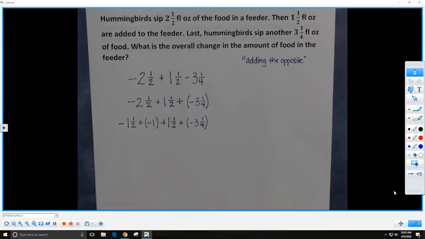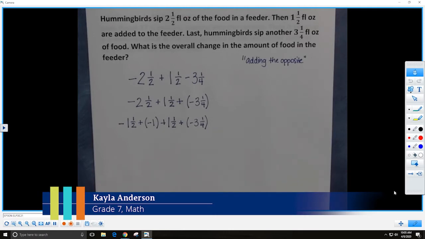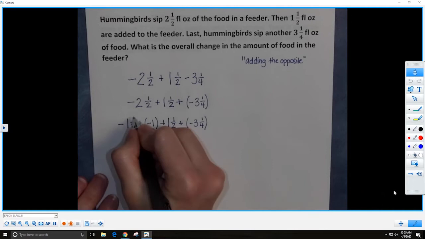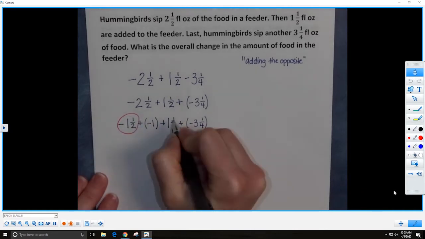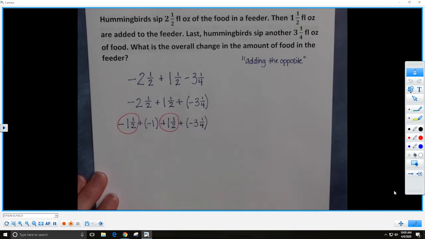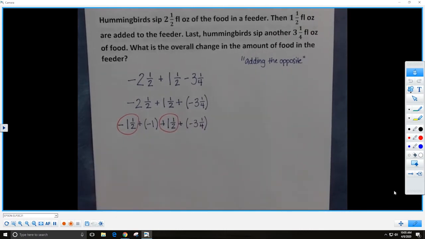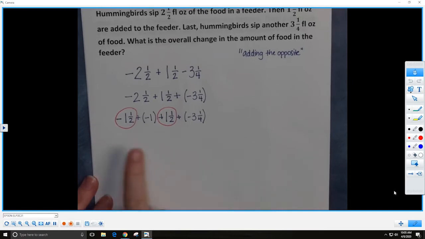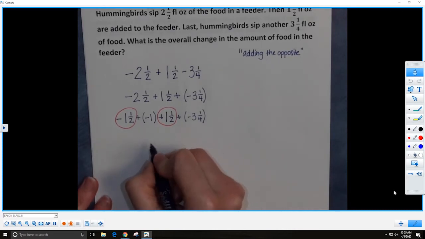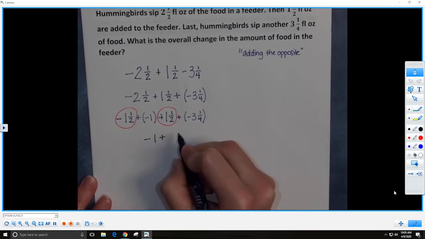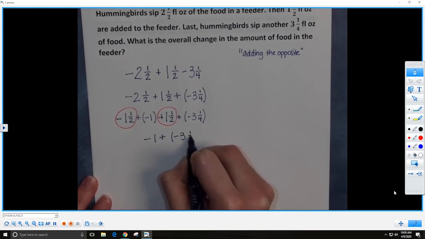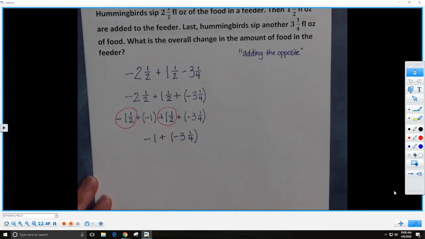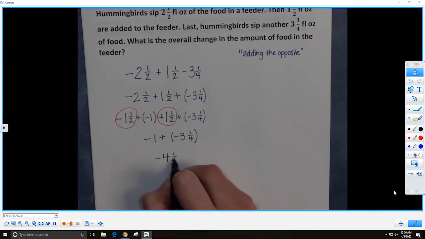Now, how did the decomposing help me, and why would we go through the time of decomposing that? Well, negative 1 1/2 plus 1 1/2 are opposites of one another. And remember that when you add opposites, they equal 0. So when I add the negative 1 1/2 plus 1 1/2, they equal 0. So to continue simplifying my expression, I now have negative 1 plus negative 3 1/4. I'm going to add those numbers together to get negative 4 1/4.